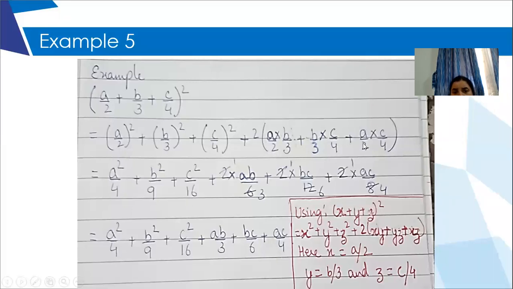And for this part, first I simplified this. So A into B upon 2 into 3 is AB by 6 plus BC by 12 plus AC by 8. I have actually simplified them and then I have applied distributive in the same step. You can do it in different steps. First you simplify them. In the next step, you multiply 2 with all of them.